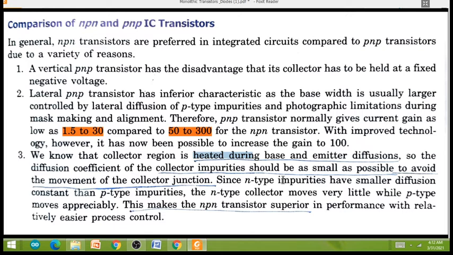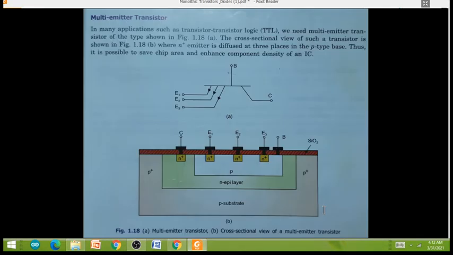So the NPN collector moves very little, expands very little, whereas the P type collector moves appreciably, and therefore the heating effect is observed over there. This gives the NPN transistor superior performance in comparison to the PNP transistor.